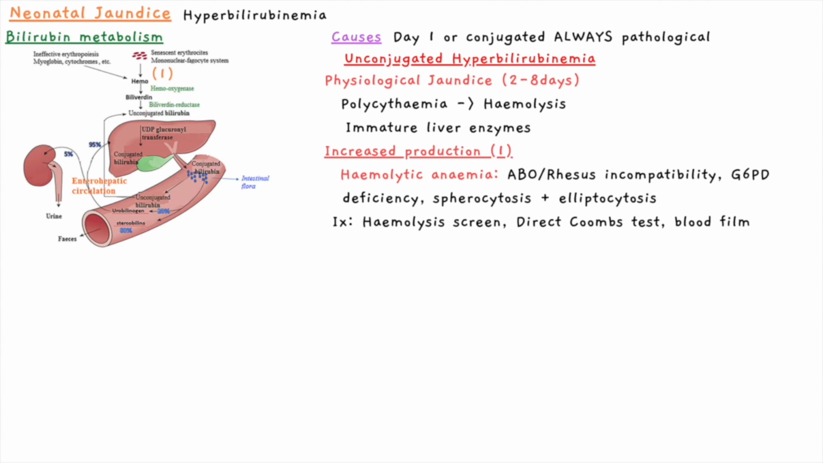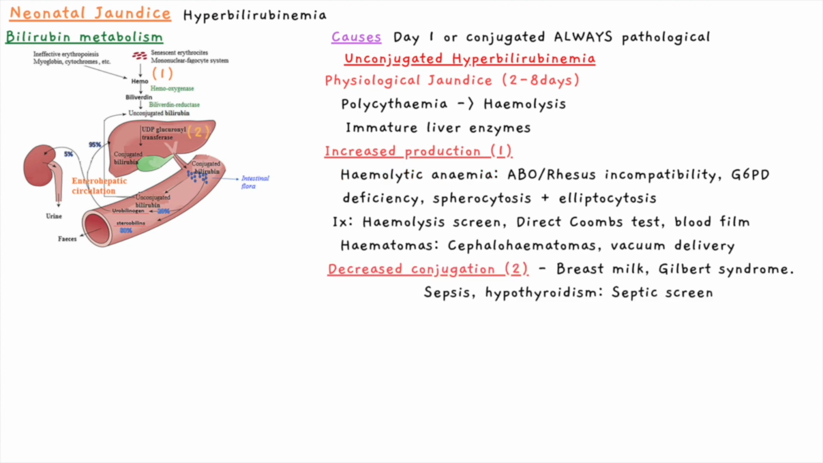as spherocytosis or elliptocytosis. To investigate this, a hemolysis screen is done, which includes lactate dehydrogenase, bilirubin, and haptoglobins. A direct Coombs test can test for hemolytic anemia as well by detecting the antigens on the red blood cells and whether or not antibodies are being produced against them. Blood film can visualize the red blood cells and pick up cell wall abnormalities such as spherocytosis or elliptocytosis.